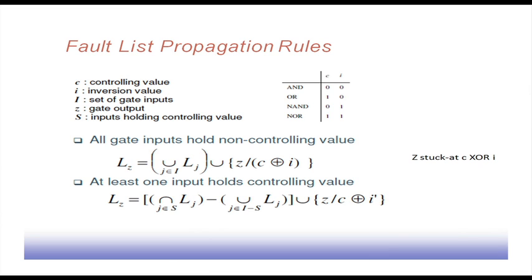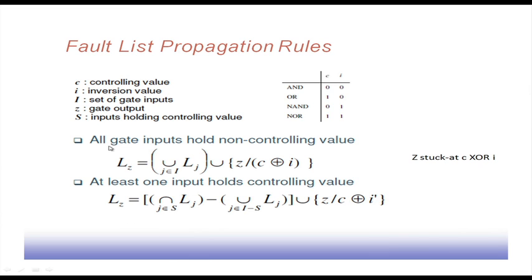So, it is the controlling value and this is the inversion value. If any of the inputs are having controlling value, then the output is C XOR I, and if none of the inputs are having controlling value, then the value of the gate is C bar XOR I.